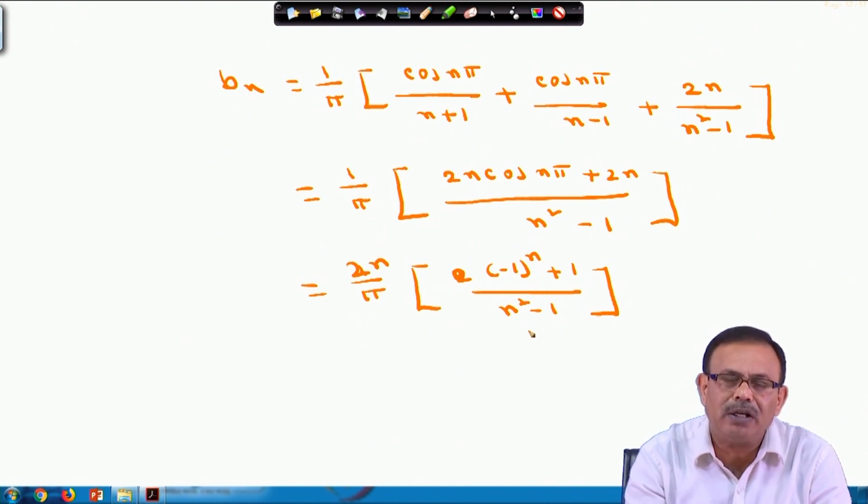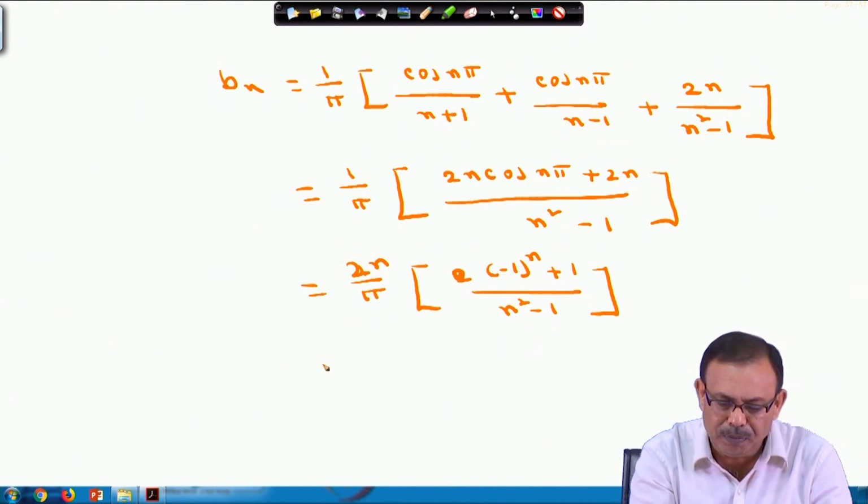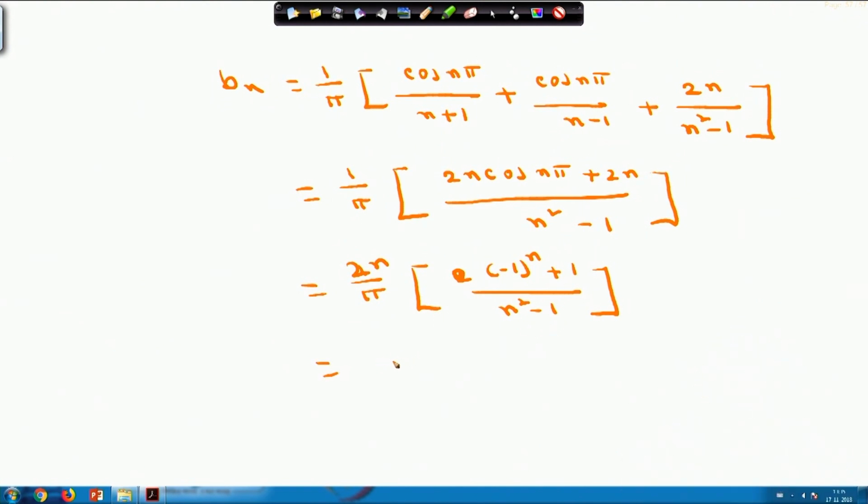So, from here I cannot find out the value of B_1. So, we evaluated B_1 separately, and for n greater than 1 we are finding the value of B_n, and this is obviously 0 if n is odd, and it will be 4n by π into (n² − 1) whenever your n is even.